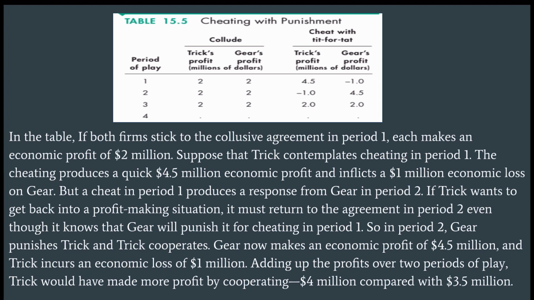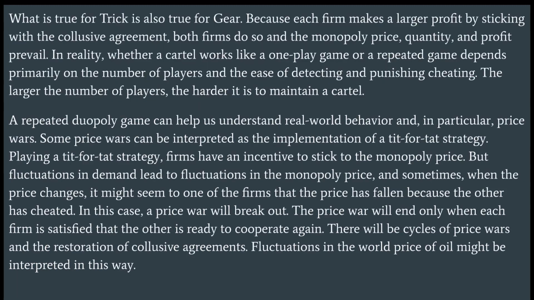Adding up the profits over 2 periods of play, Trick would have made more profit by cooperating: $4 million compared with $3.5 million. What is true for Trick is also true for Gear, because each firm makes a larger profit by sticking with the collusive agreement. Both firms do so, and the monopoly price, quantity, and profit prevail.